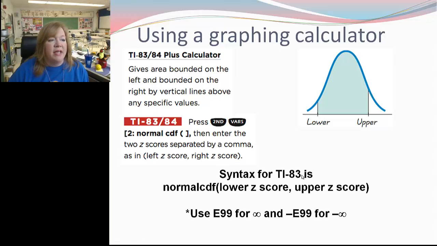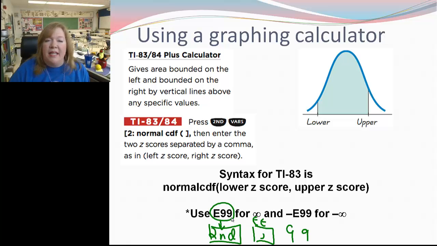So the syntax for when you have infinity or negative infinity is E99. So you put E99 for positive infinity and negative E99 for negative infinity. So to get the E99, you do second and then hit the comma button, which has the EE above it, and then 99. That's how you can put that into your calculator.